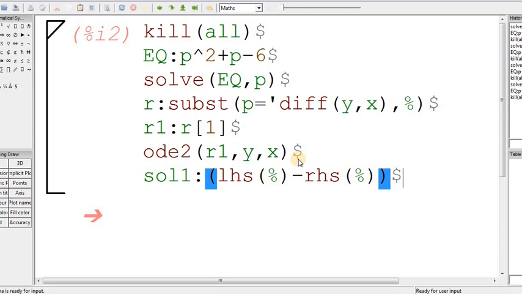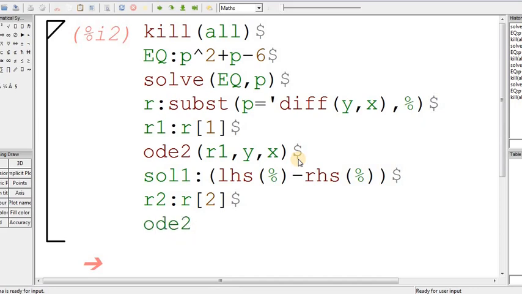Now let me go for the second solution. R2 is equated as R of 2. Yes, R of 2. Now make it dollar symbol. Next I have to solve the ODE for that also. For the second root, ODE2 of R2 comma y comma x. Make it dollar symbol here. That is the second differential equation.